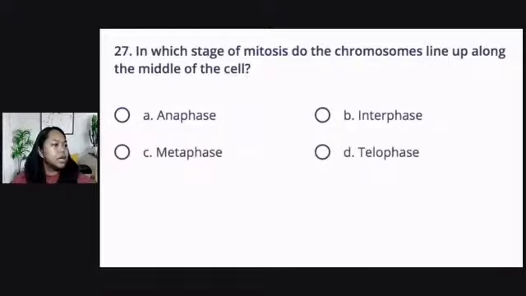27C, C is the answer for number 27. Okay, number 27C, karamihang choice, and that is correct. So C, metaphase, is the correct choice for number 27. The question is, in which stage of mitosis do the chromosomes line up along the middle of the cell? And the correct choice is letter C, metaphase.